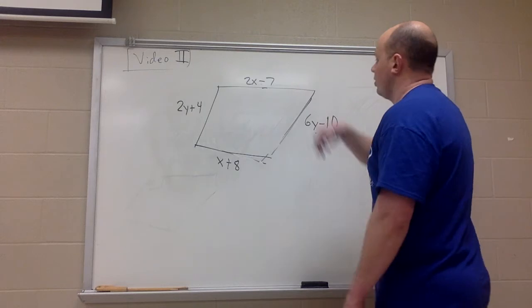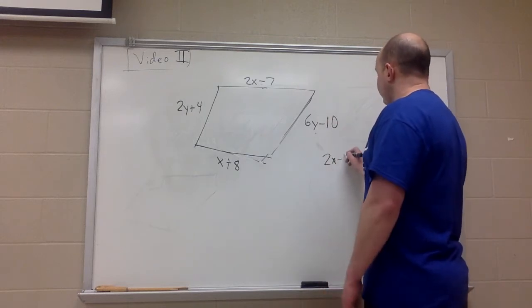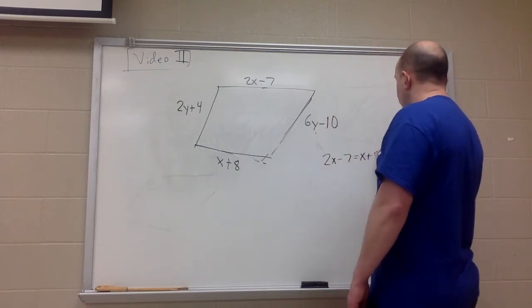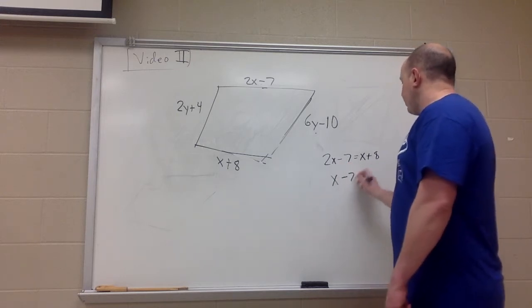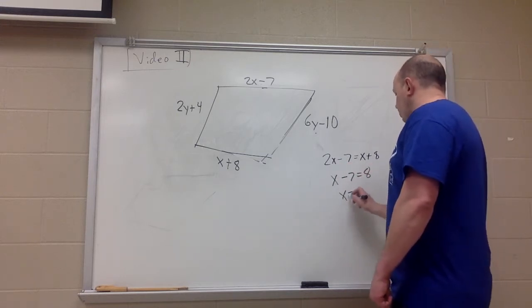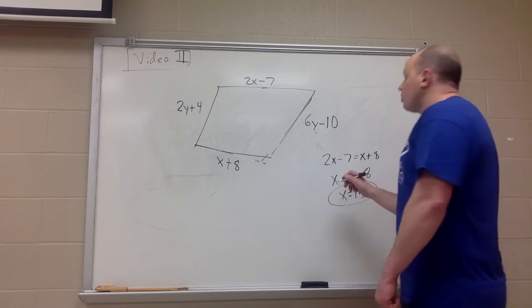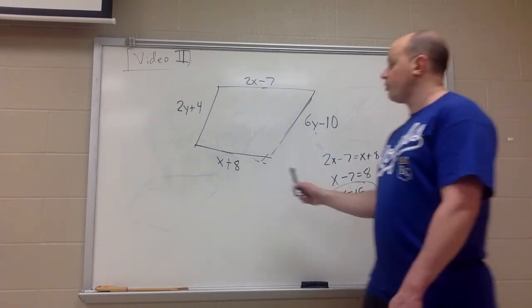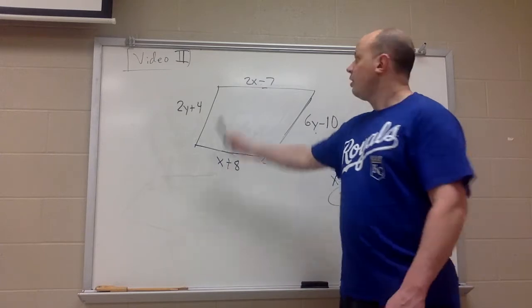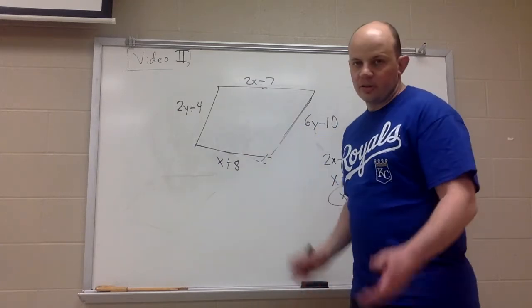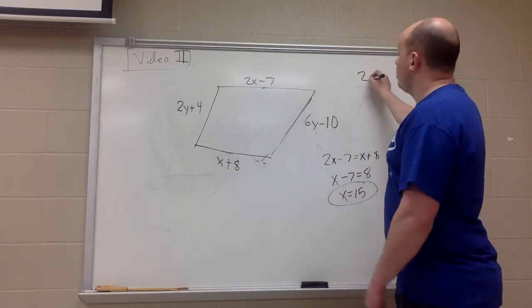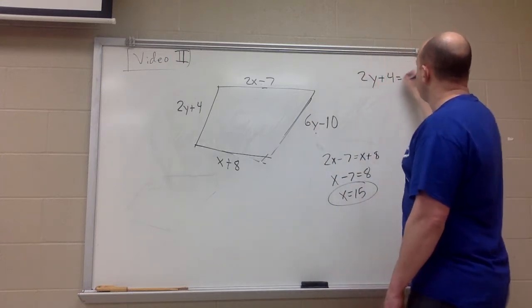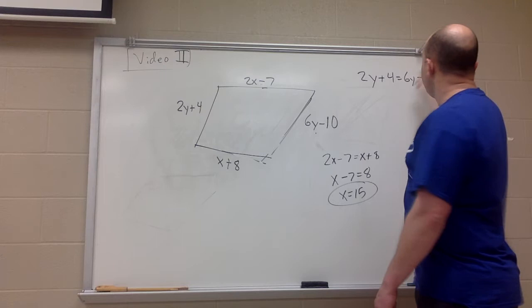All right, cool. So let's check. So 2x minus 7 has to equal x plus 8. So subtract the x. So x minus 7 equals 8. So x equals 15. So x equals 15 makes it work. If we check, 15 plus 8 is 23. 2 times 15 is 30, minus 7 is 23. Bam! So 15 works.